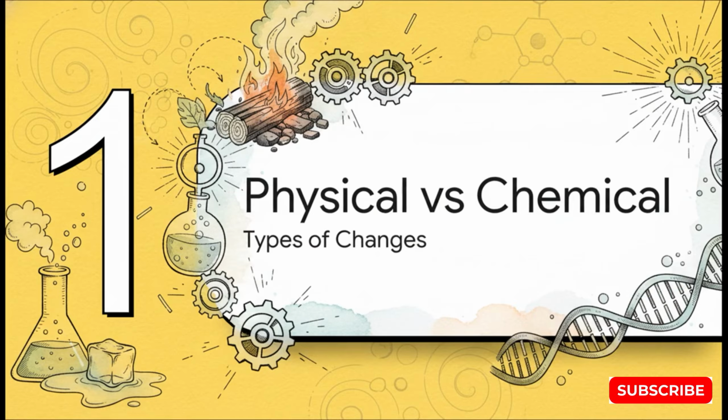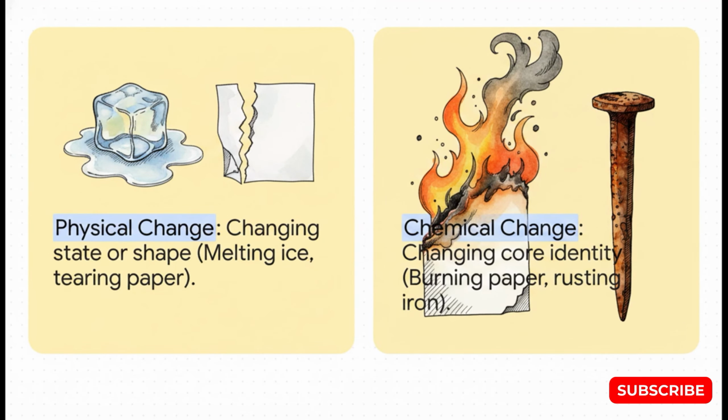Physical versus chemical changes. Before we even talk about chemical reactions, we have to establish what a change actually means in science. Think of a physical change like an element just changing its outfit. If you melt an ice cube, sure, it turns into liquid water, but it's still H2O at the end of the day. If you tear a piece of paper, it's just smaller pieces of paper. Its core identity is totally intact.